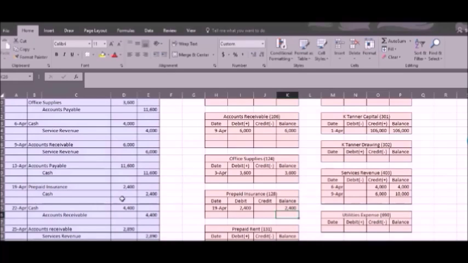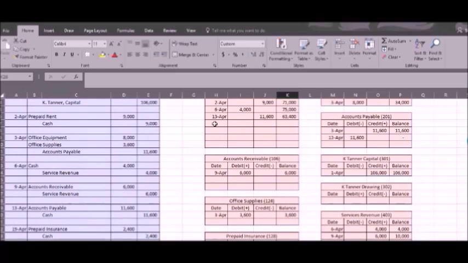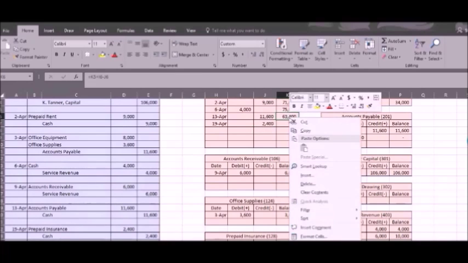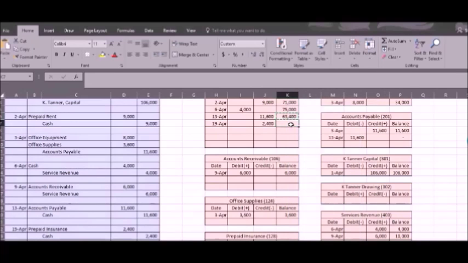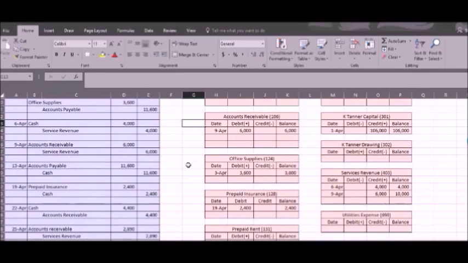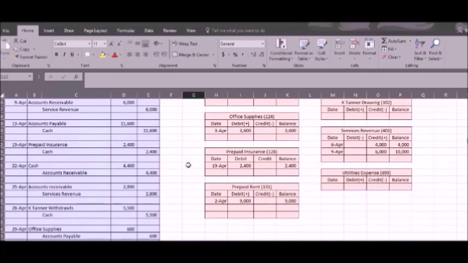Then my next one is a credit to cash on the same date. So I come here and do 4/19, credit to cash of $2,400, and we know that makes my cash go down. Now watch, I'm going to use this formula again. Same one. I copy it, click down there, and paste the formula. Look, our cash is going down. Okay, there's the 19th.